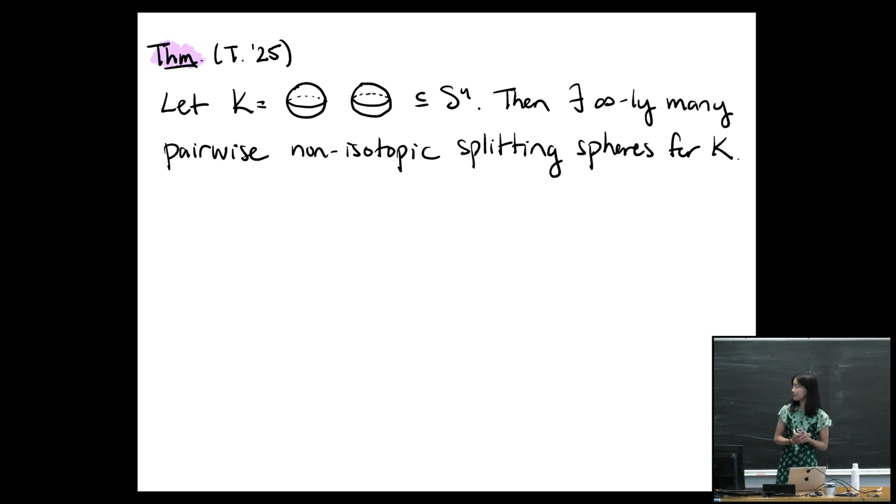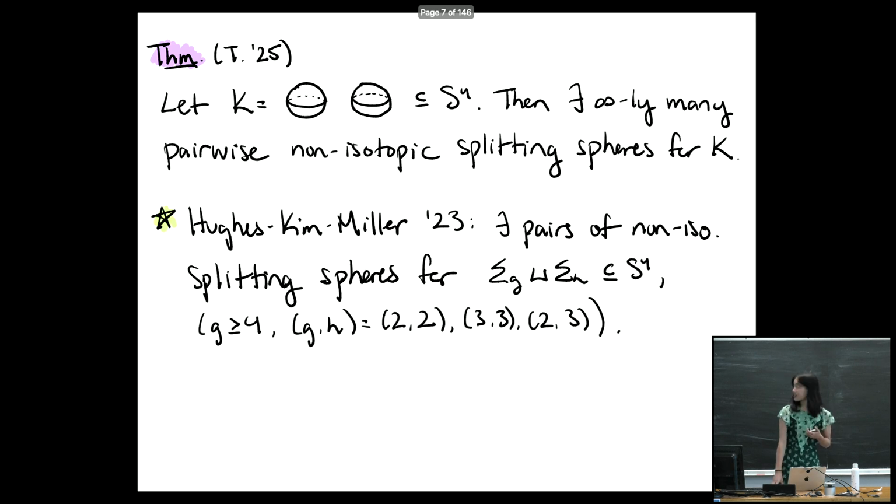So the theorem I want to talk about today is about splitting spheres for two unknotted, unlinked S2s in S4. It turns out that there are infinitely many pairwise non-isotopic splitting spheres for this link. And maybe I'll give some context about the problem. This answered a question asked by Mark Hughes, Sungwon Kim, and Maggie Miller in 2023. They showed that there exist pairs of non-isotopic splitting spheres for higher genus unlinks in S4.